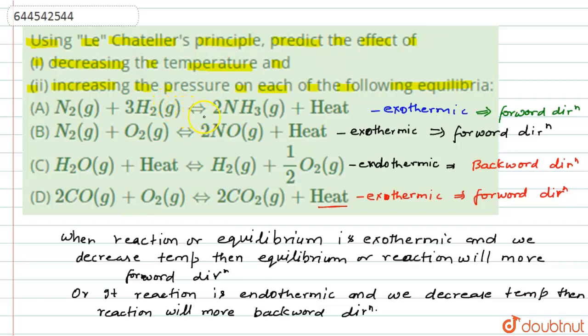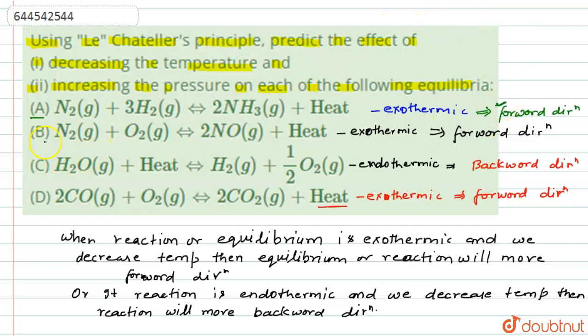In the first reaction, N2 plus 3H2 gives 2NH3, the number of moles of products is 2 and the total moles of reactants is 4. On the product side the number of moles is less, so according to the pressure, the reaction will move in the forward direction. This is also a forward direction reaction.